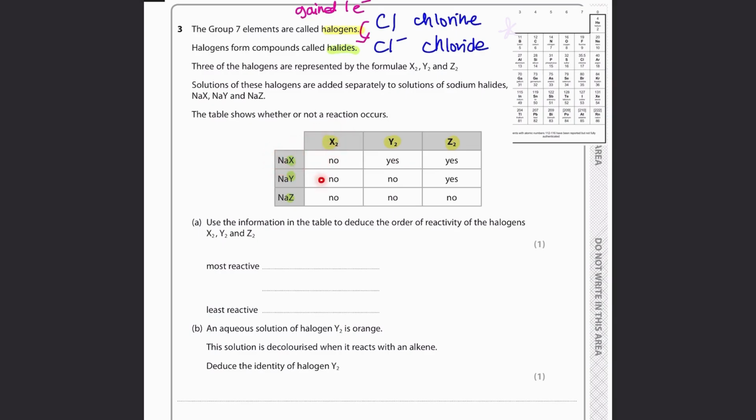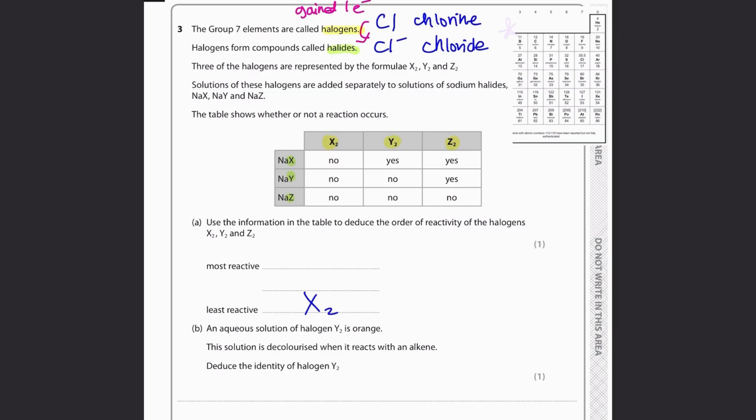What about these 2 no's? X2 is not reactive enough to react with NaY. That's why there's no reaction. Similarly, X2 is not reactive enough to react with NaZ, which is Z here. So that's why there's no reaction. So from this, we can figure out that X is very unreactive, isn't it? Because it's not able to react with Y or Z. All right, so next column, this one.